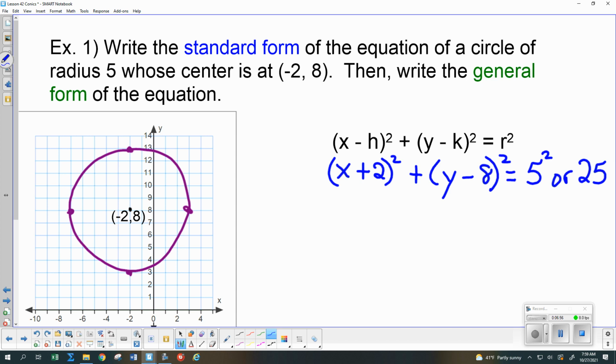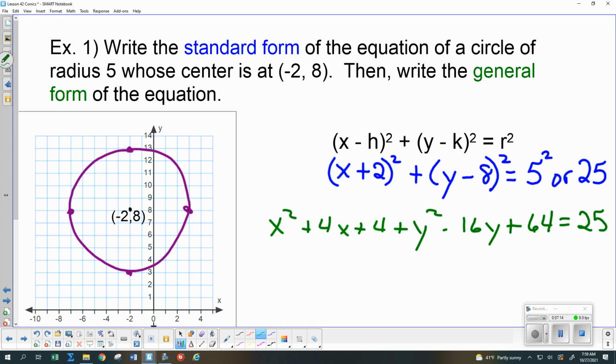Then to get general form, we simply FOIL things out and combine terms and get it in the order that you wrote down. So we have x squared plus 4x plus 4 plus y squared minus 16y plus 64 equals 25. Check my work, make sure I didn't mess up any plus or minus signs or multiply them.